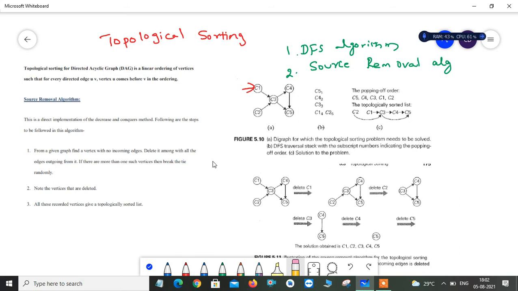In design and analysis of algorithms, we use two types of algorithm to solve this problem. One is the depth first search algorithm, and the second one is the source removal algorithm. Now I'll explain each method, how you can arrange these directed acyclic graphs into topological sorting order. In my previous video, I already explained the depth first search algorithm with an example. You can go through that so that you can understand it in a better way.